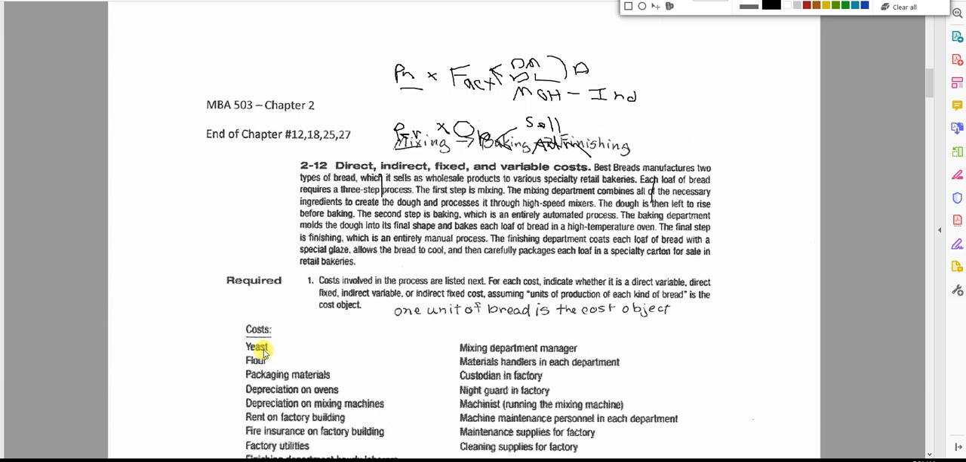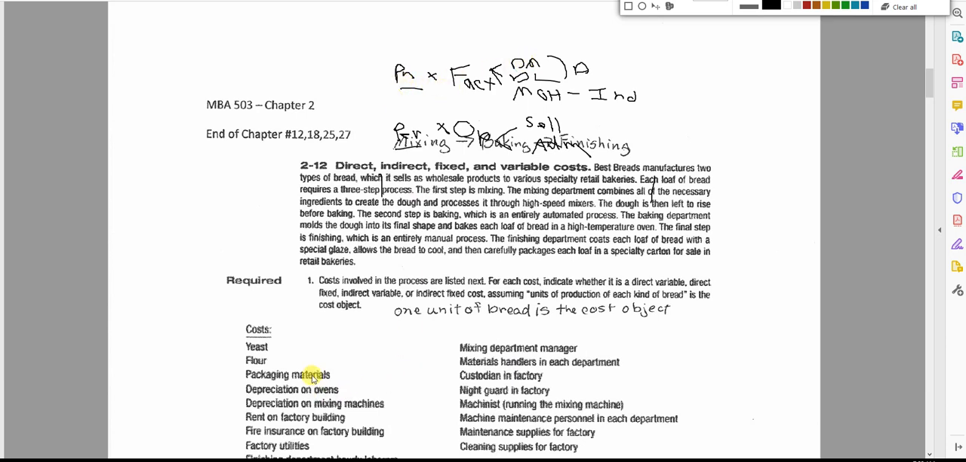The yeast actually goes into the bread itself, so it is direct and it's variable. The more bread I make, the more yeast I have. Flour, same thing. The more bread I have, the more flour I have, so it's direct variable. So it's a product cost.